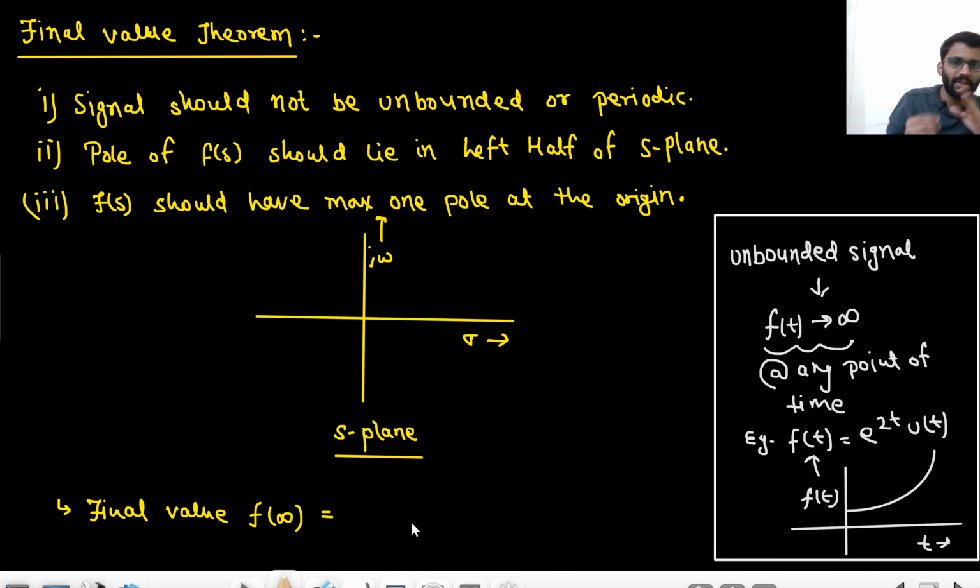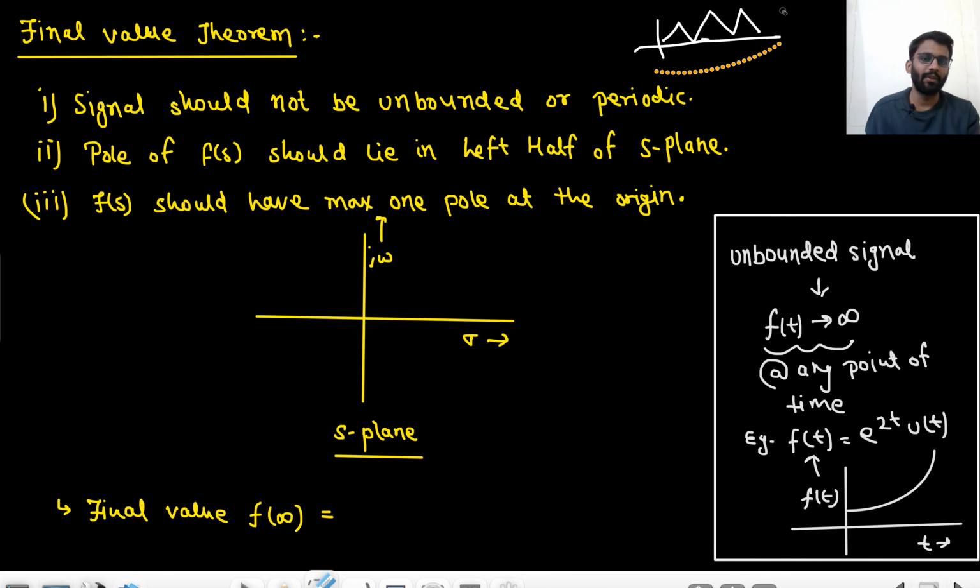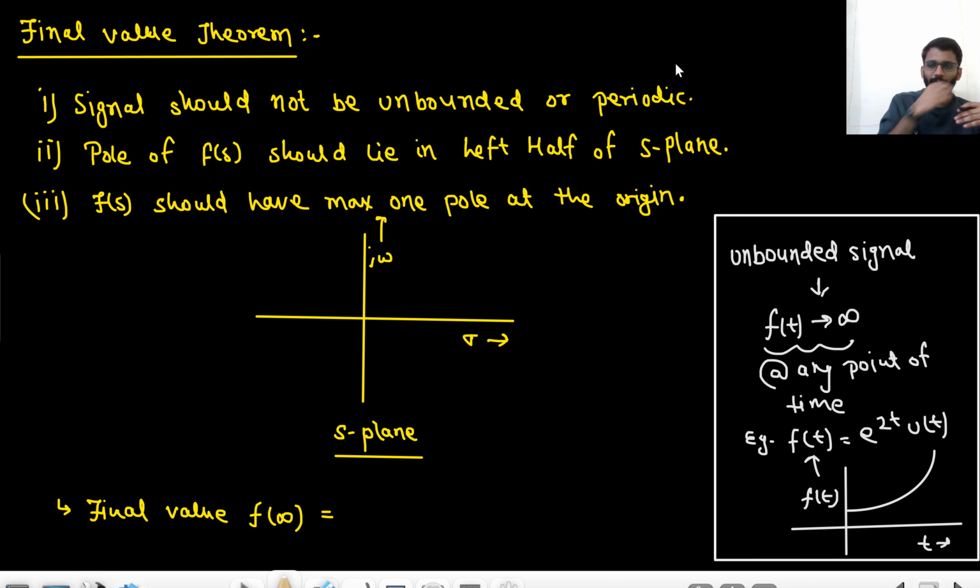Okay, so the signal should not be unbounded or periodic. Periodic signal, you know, right? In a periodic signal the same period is followed. So these are the conditions. Because in a periodic signal the cycle goes on, so you can't really tell what the final value is. And the poles of F(s) should lie in the left half of the S plane.